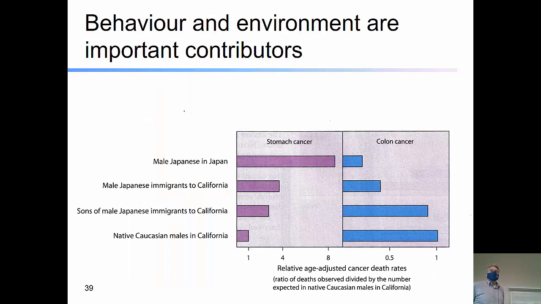So let's look and see what happens here. This is looking at the environmental aspect. What we're looking at here is we're starting out with a male Japanese person living in Japan, and we are looking at the prevalence of stomach cancer versus colon cancer. And we can see that the prevalence of colon cancer is quite low. If that male Japanese person immigrates to California, the chances of them getting stomach cancer decrease drastically, but colon cancer increases.